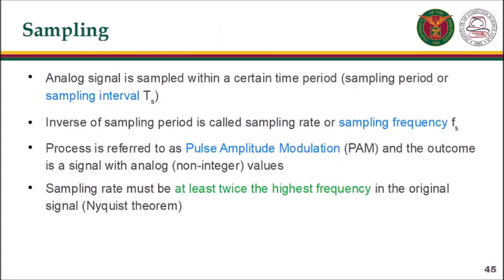The first step in PCM is sampling. Analog signal is sampled within a certain time period, called sampling period or sampling interval. The inverse of sampling period is called sampling rate or sampling frequency. This process is referred to as pulse amplitude modulation or PAM, and the outcome is a signal with analog values. The sampling rate must be at least twice the highest frequency in the original signal.